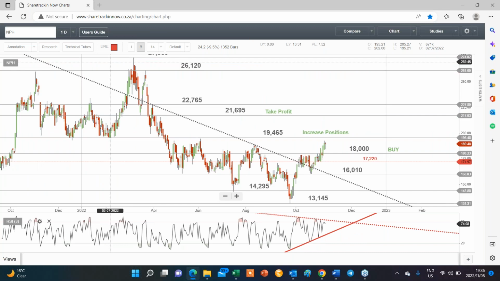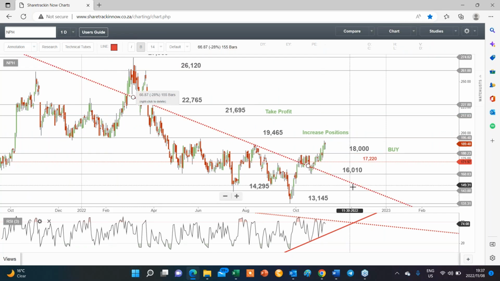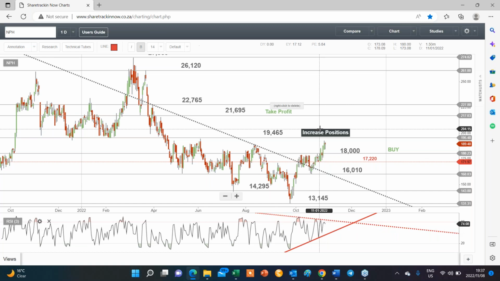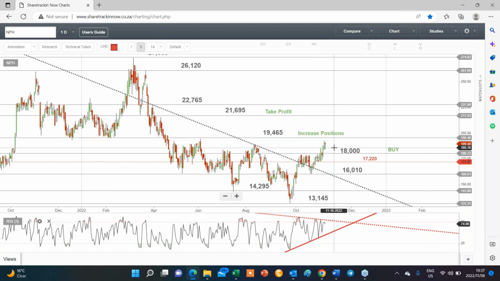NPH. Okay, these are the last three that I'm doing. As you can see, it has broken out of a bear trend. A buy signal was actually at 180. It's pulling back a little, so I would wait to see where this pullback is going to go if you want to initiate the position. If it pulls back and bounces above 180, you could go long. So it goes down and then forms a green candle above 180, you can go long.